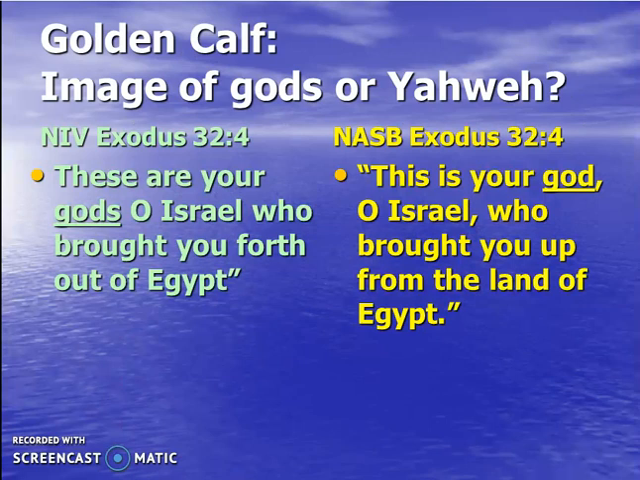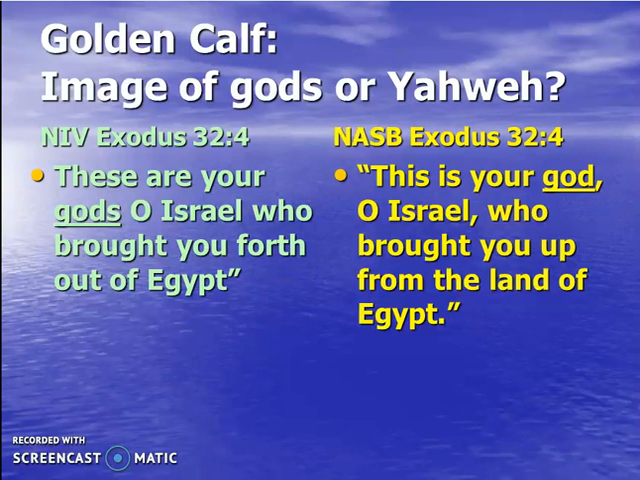Some confusion comes in the way translations have chosen to translate Exodus 32 and verse 4. The NIV follows an interpretation that takes the word Elohim, which is either God with a capital G or gods with a little g, as referring to gods. And so they bring out the golden calf and they say, "These are your gods, O Israel, who brought you forth out of Egypt."